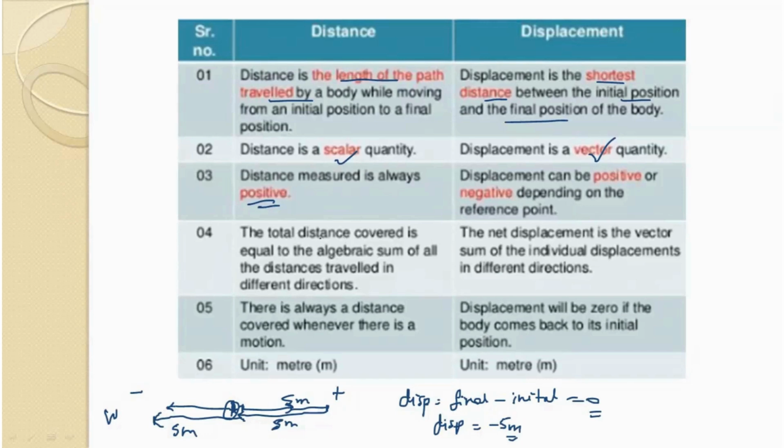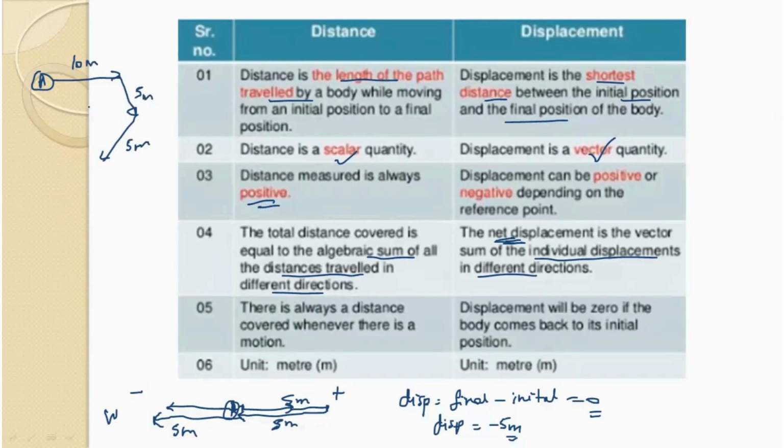So the total distance covered is the algebraic sum of all the distances traveled in the different directions, but net displacement is the net result, the vector sum of all the individual displacements in the different directions. For example, let us say A started from this point, moved to this point, then took this path, then went there. So 10 plus 5 plus 5 meter. This is the total distance.